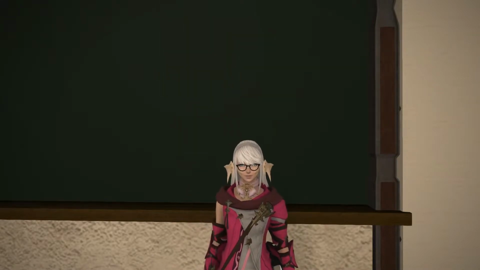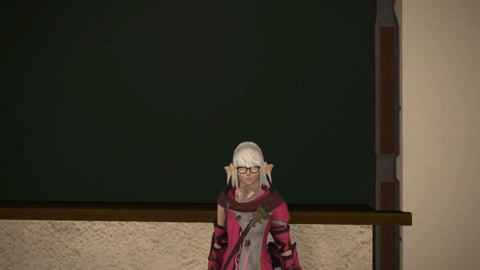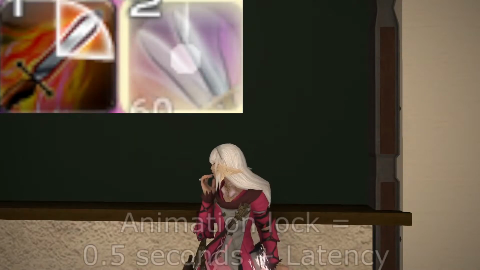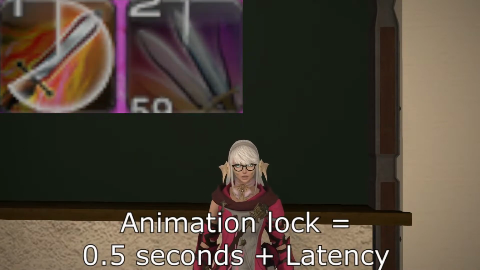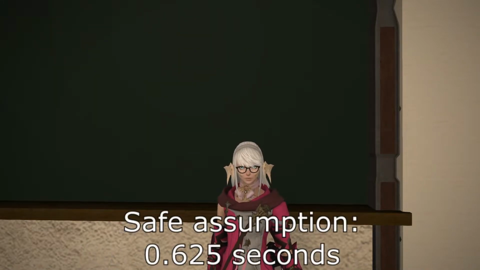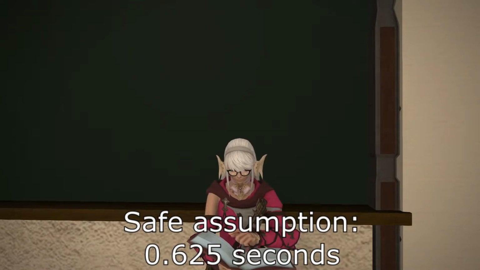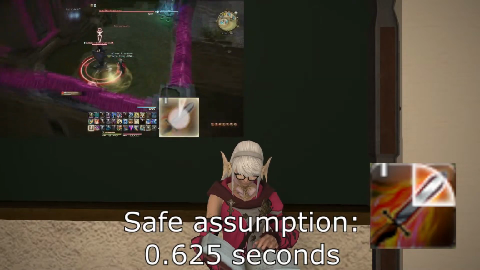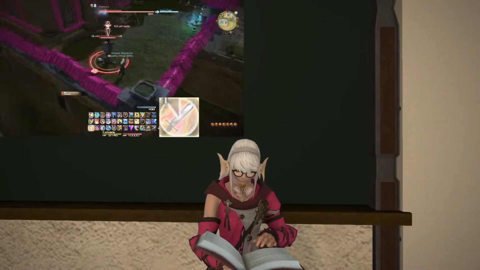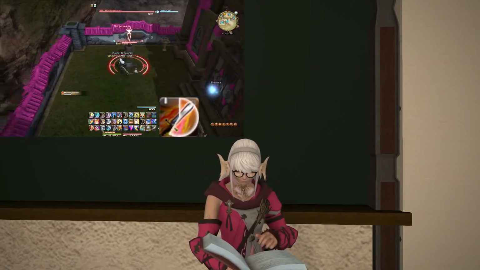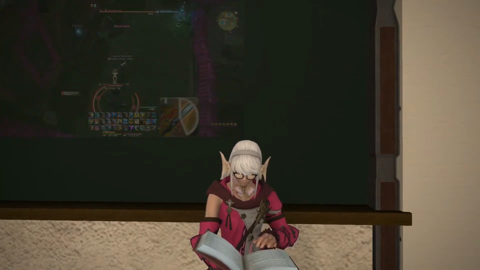What all actions do have in common, however, is that using any action incurs an animation lock. This prevents you from doing anything else. The animation lock lasts for about half a second plus your latency. A safe rule of thumb is to assume approximately 0.625 seconds of animation locking, which is exactly a quarter of 2.5 seconds. Additionally, it should be noted that animation locking will in most cases not lock the movement of your character, it simply locks you out of using any actions.